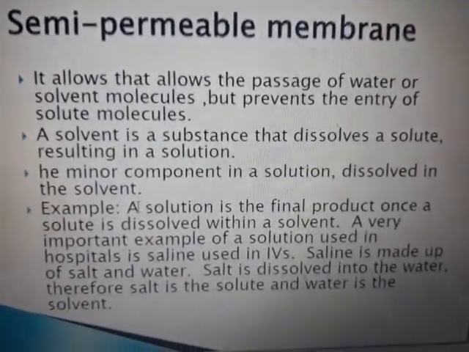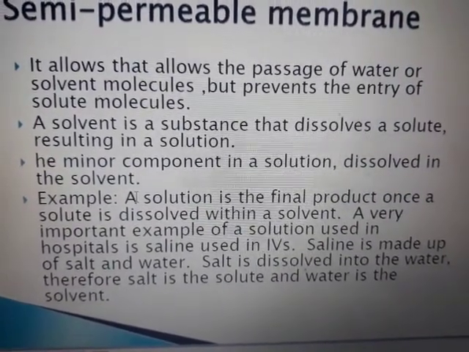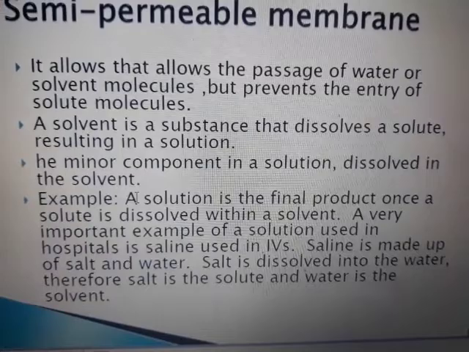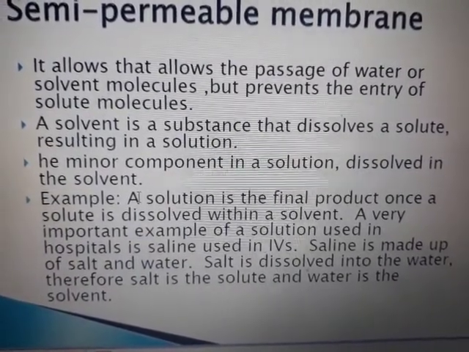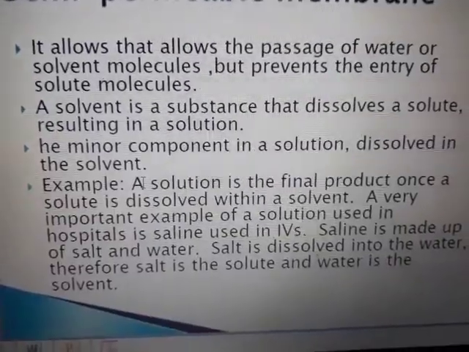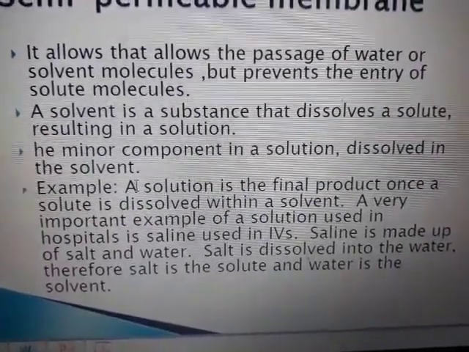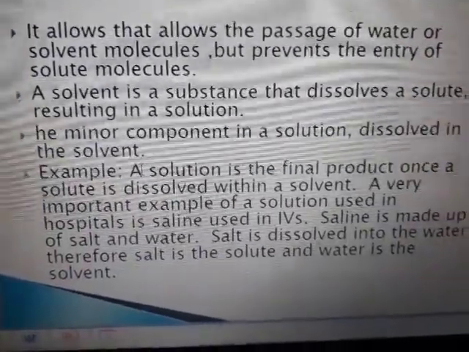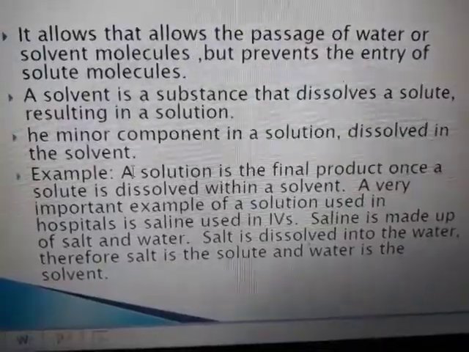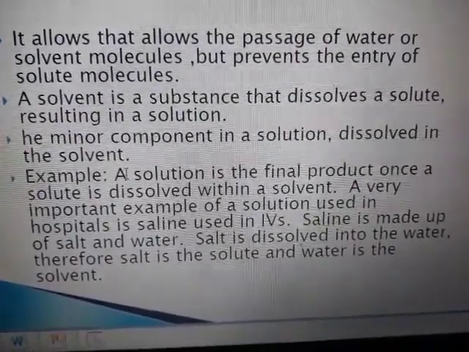What is a semi-permeable membrane? It is a membrane that allows the passage of water or solvent molecules but prevents the entry of solute molecules. We are going to see what a solvent and what a solute is. A solvent is a substance that dissolves a solute, resulting in a solution. Let us see. The solute is the minor component in the solution, dissolved in the solvent. It is a very minor component in a solution that gets dissolved in a solvent.